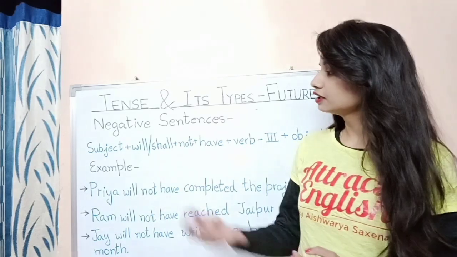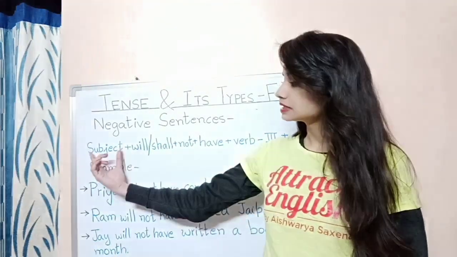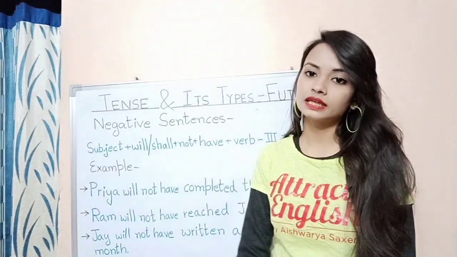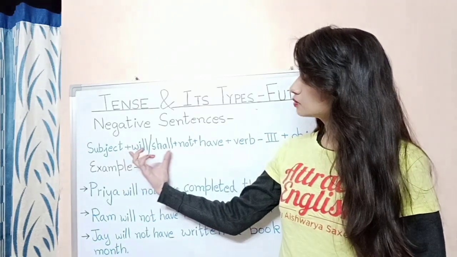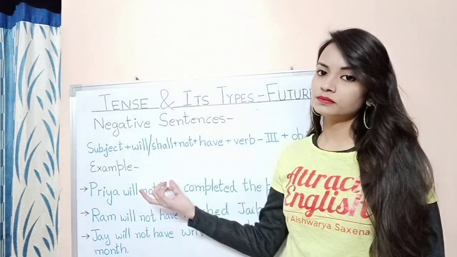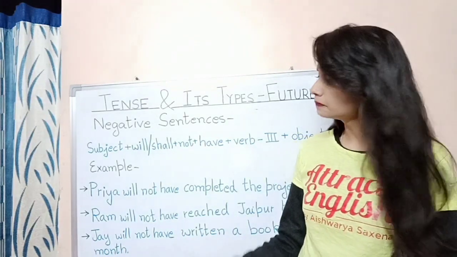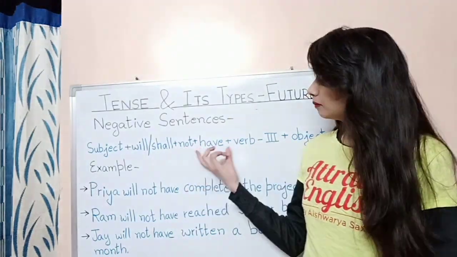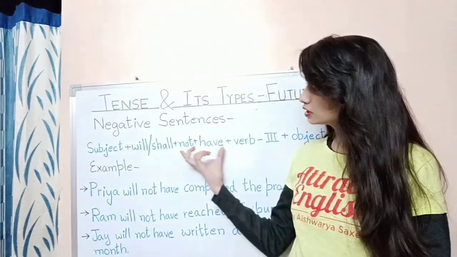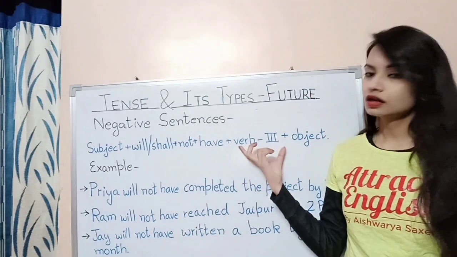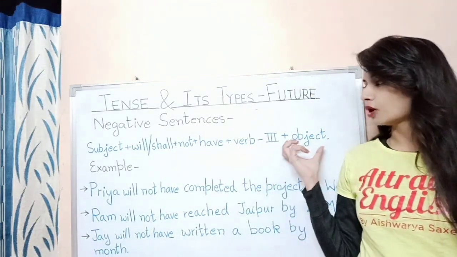Now, looking at the format for negative sentences, it will start with subject. Okay, subject again has to be either a noun or a pronoun. Then plus will or shall, and apart from that you can also use other auxiliary verbs as I have already mentioned. Plus not, plus have will be used as it is, not have. Okay. Then plus third form of verb, that is the past participle form, plus object.